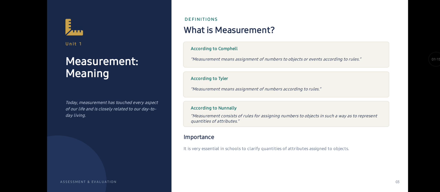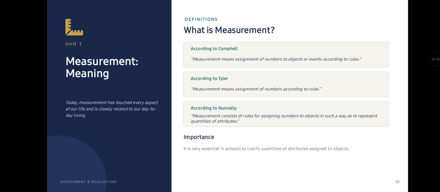Now let's go for the measurement meaning. Today measurement has touched every aspect of our life and is closely related to our day-to-day living. So what is measurement? According to Campbell, measurement means assignment of numbers to objects or events according to rules. According to Tyler, measurement means assignment of numbers according to rules.